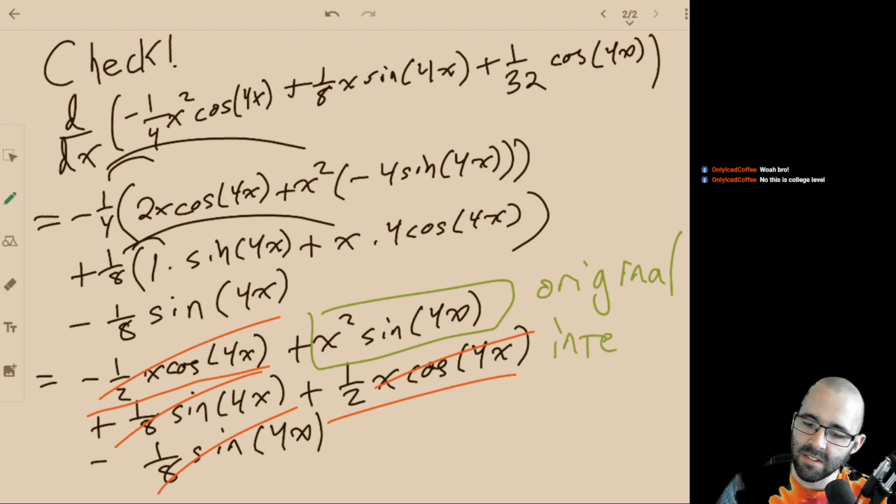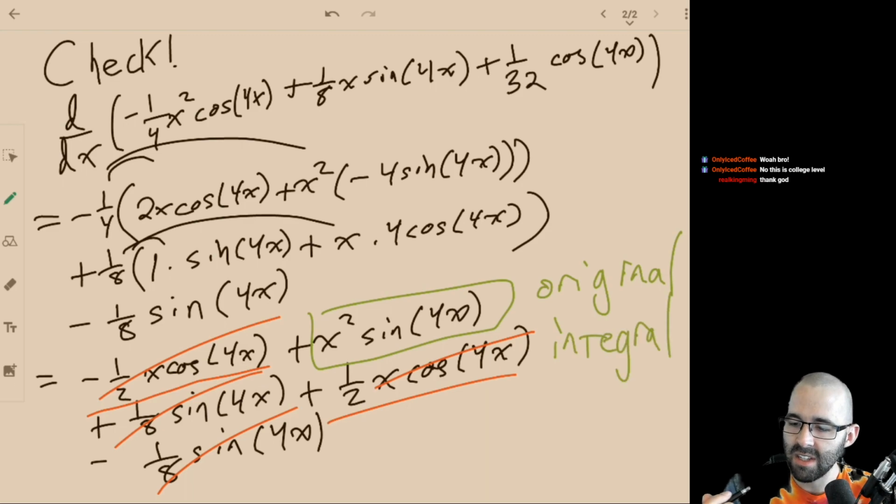This is like calculus 2. Some people take calculus 2 in college. Some people take it in high school. I took it in college. So this is what we wanted. So give yourself a little happy face.